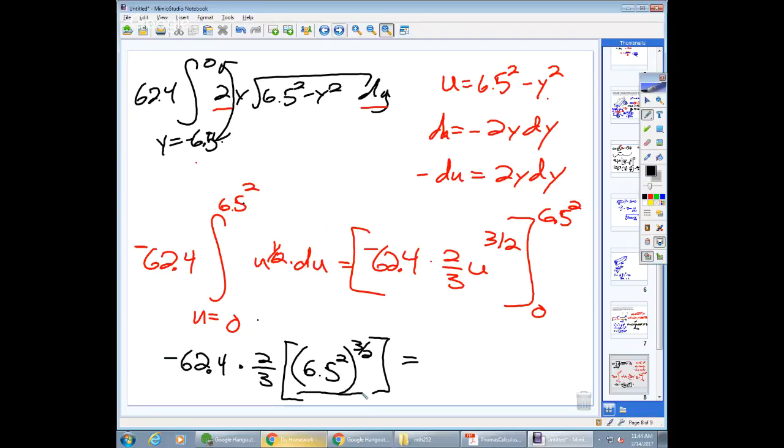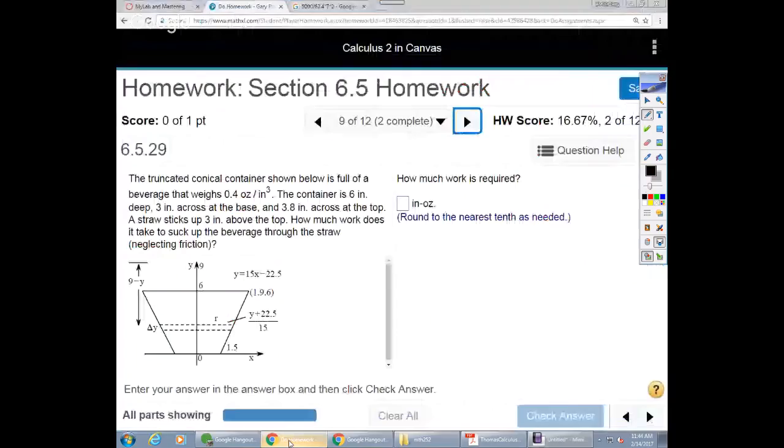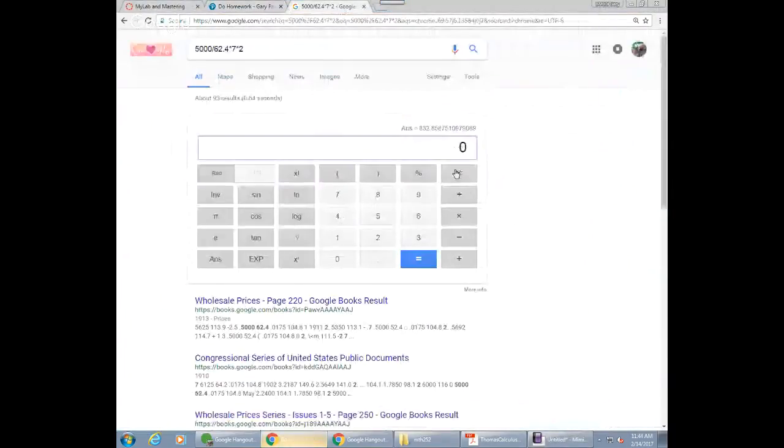All right, let's see what we get. Type that into a calculator. So 62.4 times 2/3 times 6.5 cubed. I get 11,424.4 is the pressure exerted here. And if we double check our units, we should find that that's pounds.